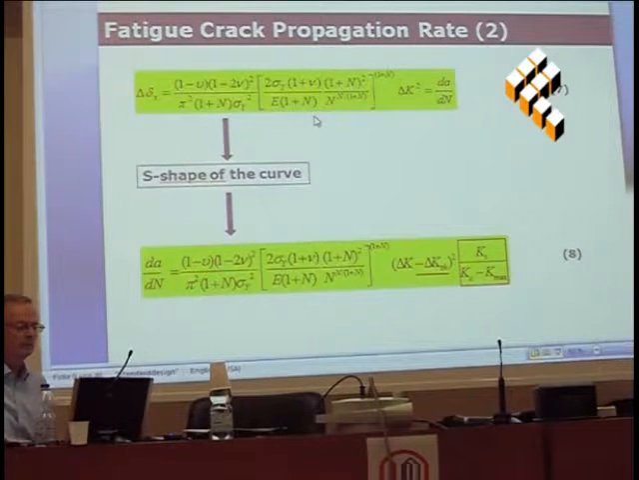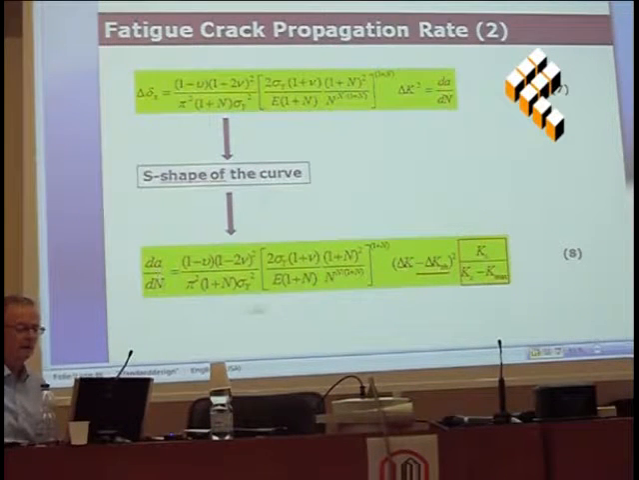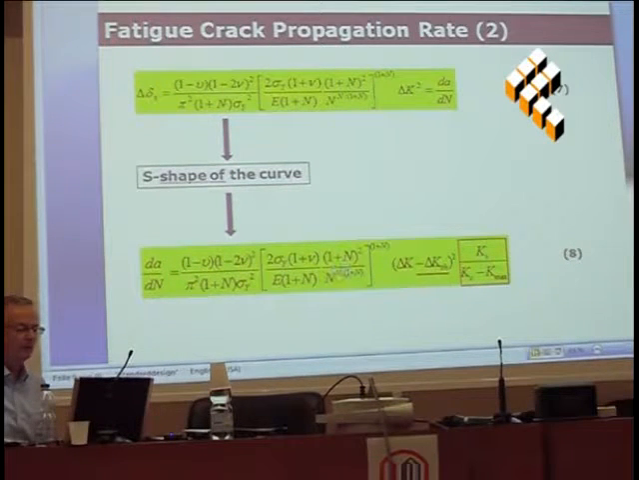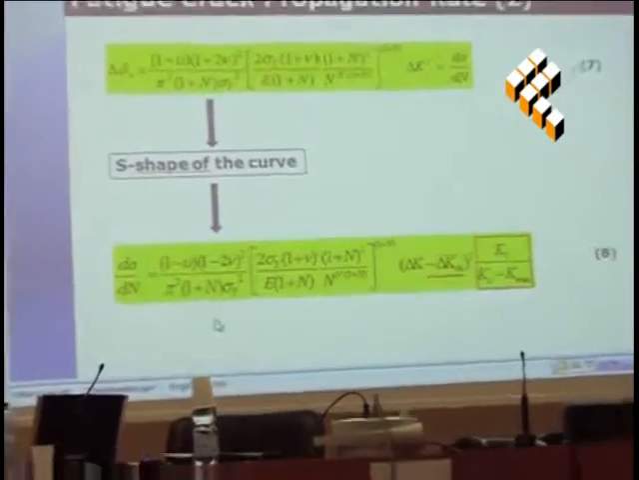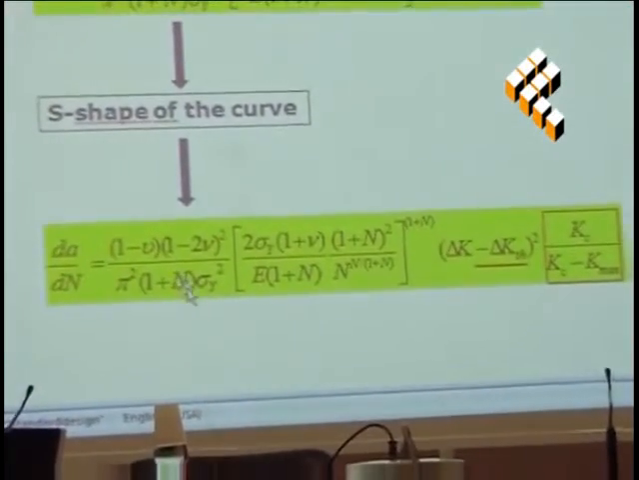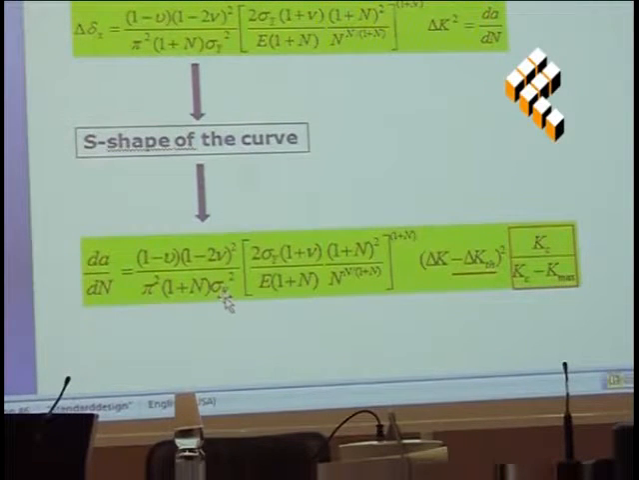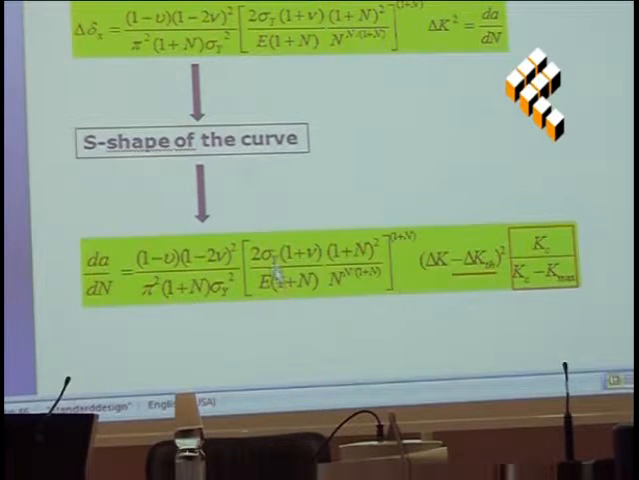I have developed a predictive equation for da/dN as a function of delta K, and all these things here are plastic and elastic properties: strain hardening exponent, yield strength (it's not in your handout here), Poisson constant, modulus of elasticity. This is a little bit strange here: n raised to the power of n divided by 1 plus n, raised to the power of 1 plus n. And now this gives the S shape here.